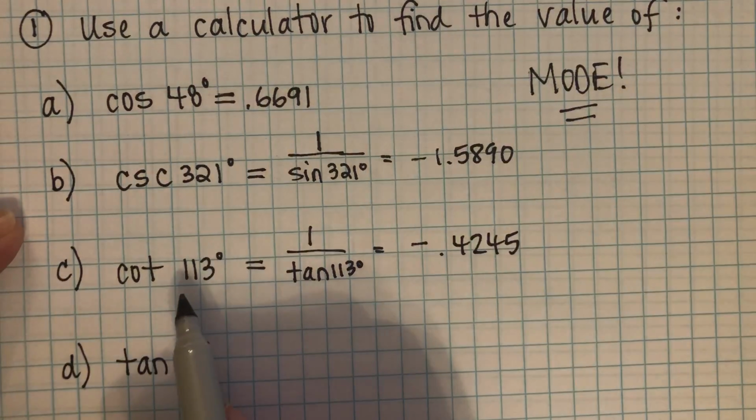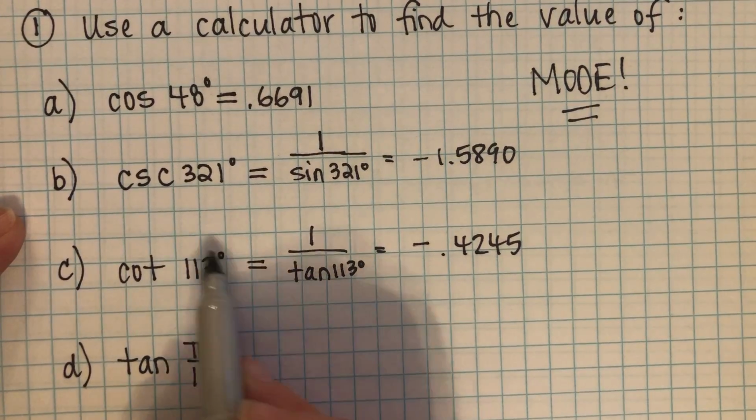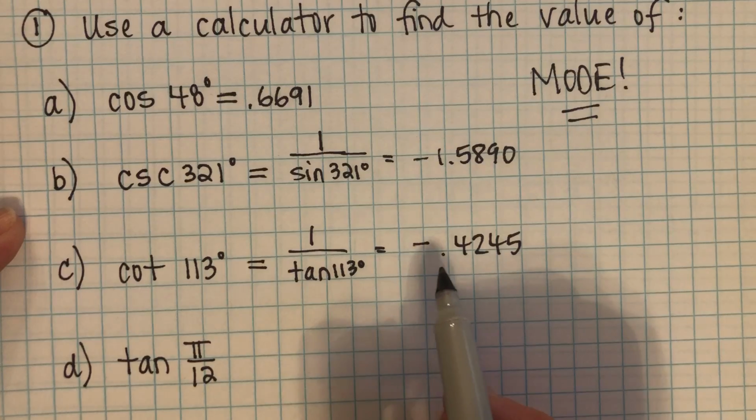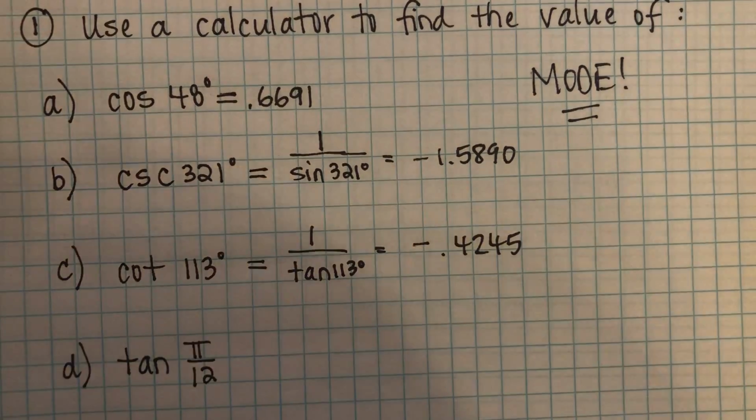And again, think about it. 113 degrees lands in quadrant 2. So the cotangent or tangent of an angle in quadrant 2 should be a negative ratio. So that makes sense, right? All Students Take Calculus.